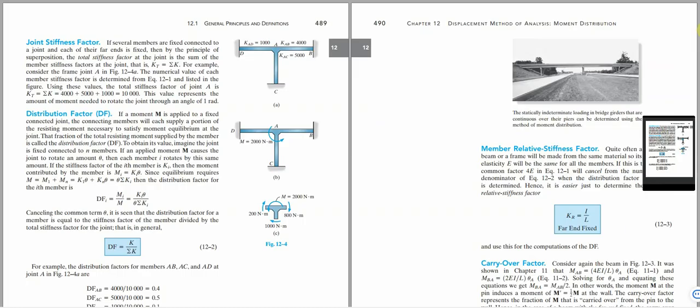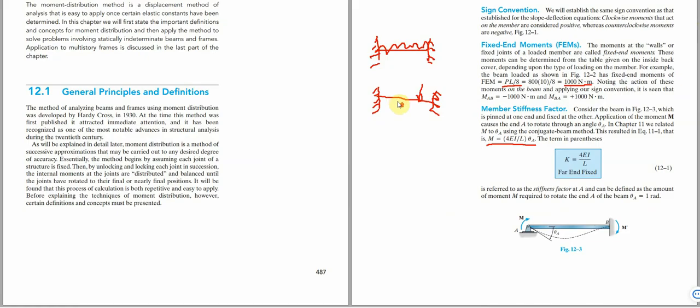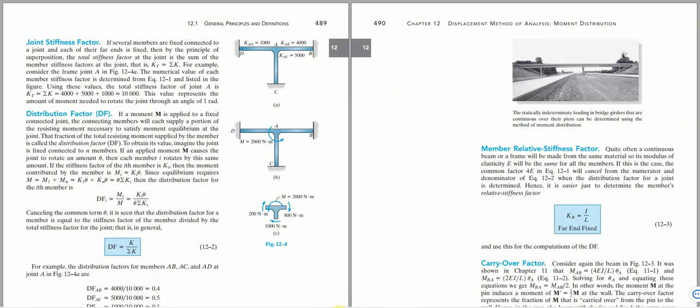So let's proceed to the next point. Now there is something we call the joint stiffness factor. Let us say, for instance, we have a beam that is fixed in this format. We have it fixed here, and fixed here. Let's say this point A, this point D, this point B, this point C. Each of the members has its own stiffness. Member AB has its own stiffness, member AC has its own stiffness, member AD has its own stiffness.